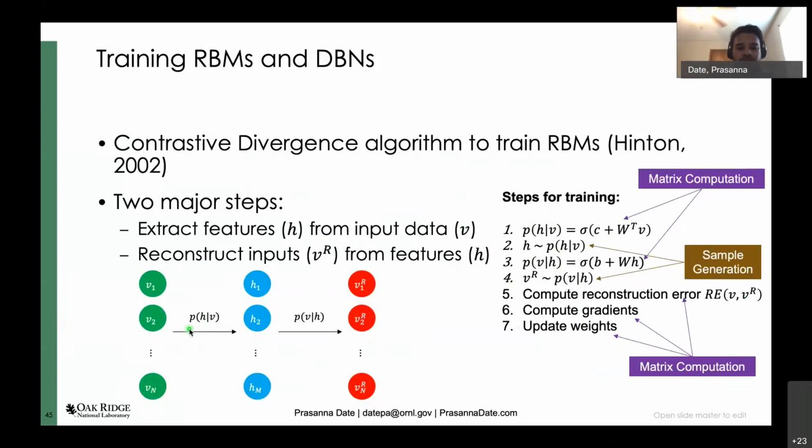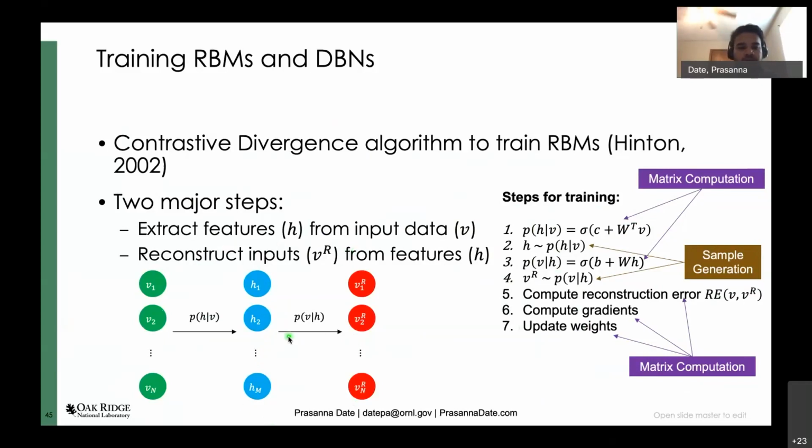So we compute the probability of getting a hidden layer and then we do Gibbs sampling on that to actually get a sample from the hidden layer. Now we have the hidden layer. And in the second step, we use the conditional probability distribution of V given H to generate what is called the reconstructed visible layer.